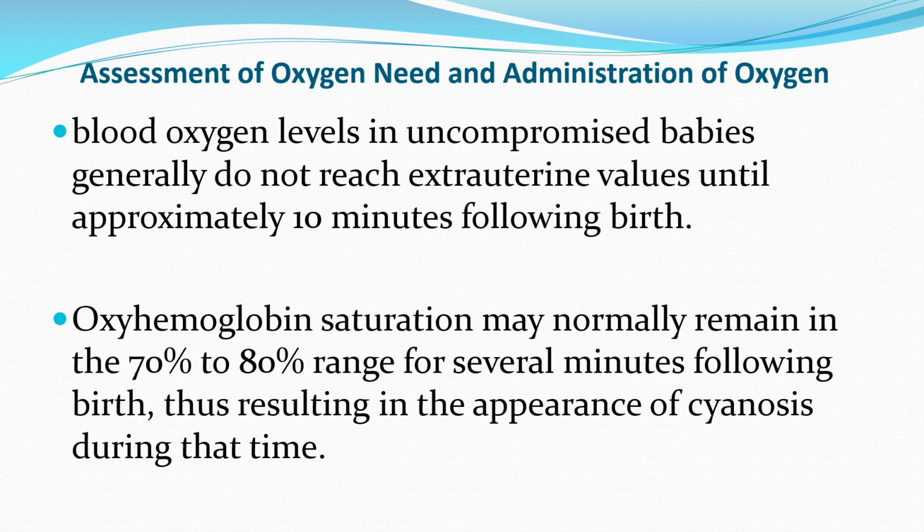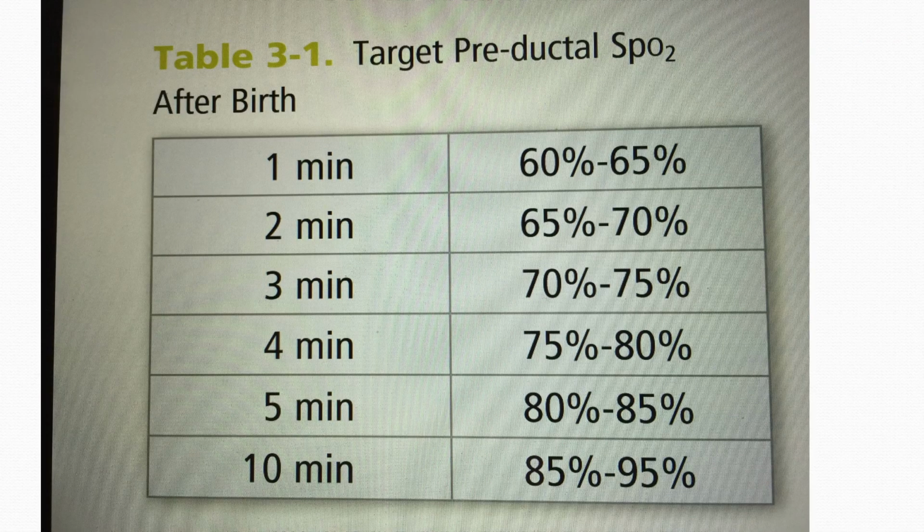So the blood oxygen level in uncompromised babies generally does not reach extrauterine values until approximately 10 minutes following birth. Oxyhemoglobin saturation may normally remain in the 70s or 80s range for several minutes following birth, thus resulting in the appearance of cyanosis during that time. And this is the target preductal SpO2 after birth. You could see that up to 10 minutes the SpO2 remains below 85.